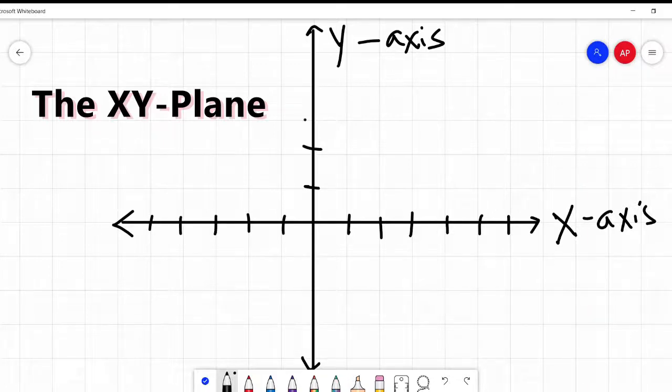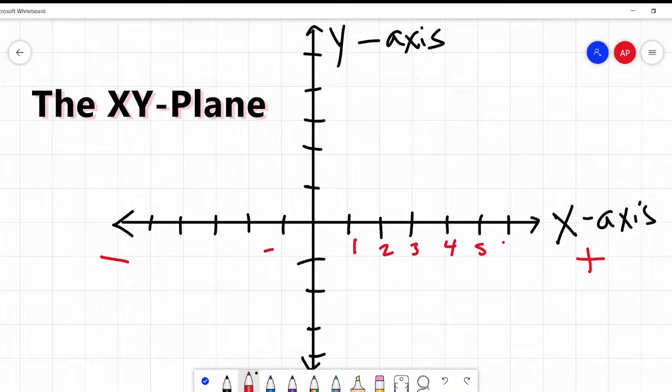When we're moving up and down and left and right, if we're moving to the right on the x-axis, it's becoming positive. If we move to the left, it's negative. So this is 1, 2, 3, 4, 5, etc. -1, -2, -3, and so on. For y, up is positive, down is negative. So this is 1, 2, 3, 4, 5, and down -1, -2, and it just goes on forever.